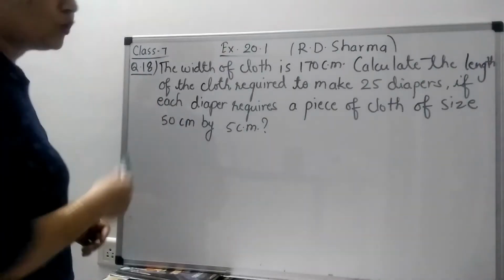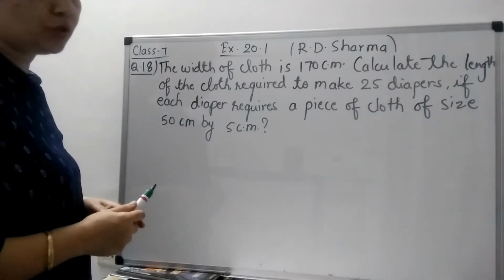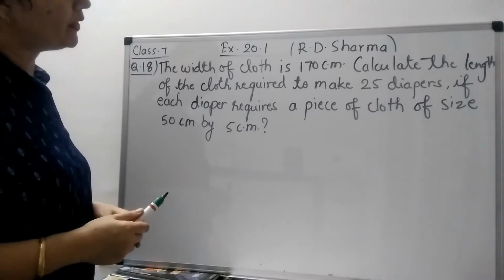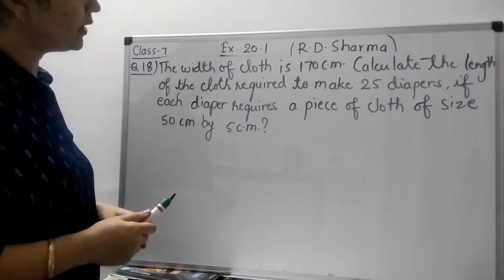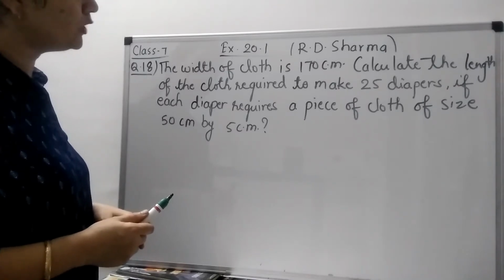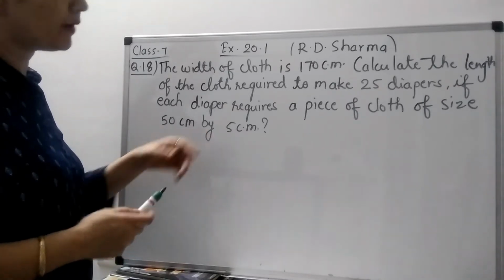Okay. Next question is question number 18. First let's read the question. The width of cloth is 170 centimeter. Calculate the length of the cloth required to make 25 diapers if each diaper requires a piece of cloth of size 50 centimeter by 5 centimeter.